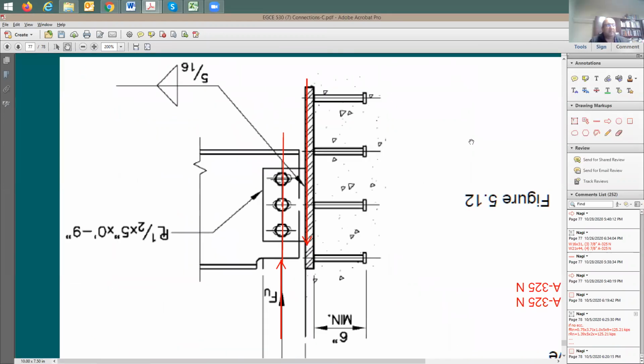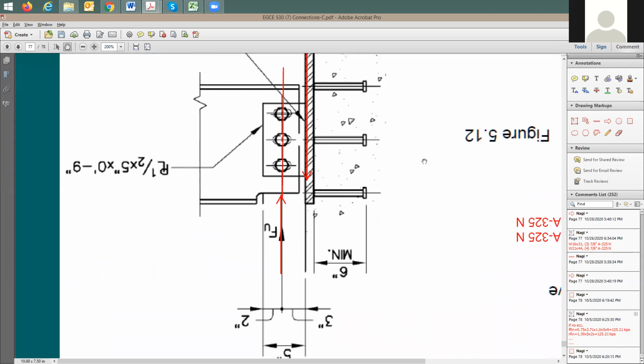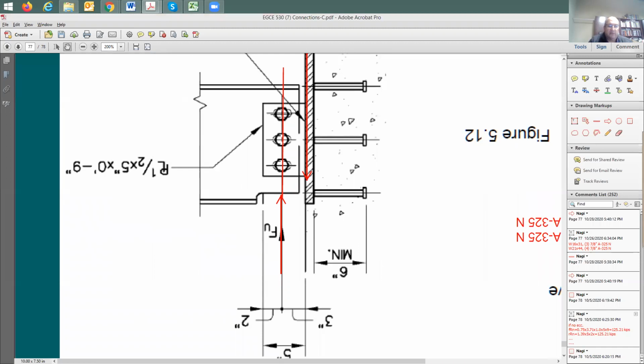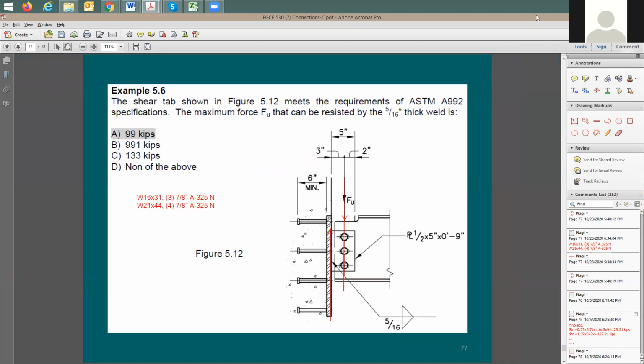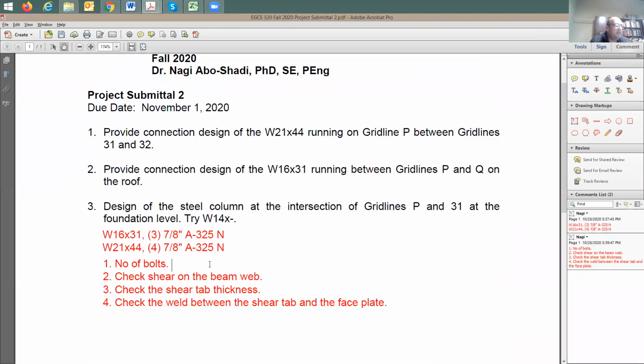Where's the force coming from? Let's say coming from here. It transfers to the bolt. Is there any eccentricity? Yes, sir. There is, 3 inches. So actually you have eccentricity in both the weld and the bolt. So we have eccentricity in both of them. All right. So I'm going to say here, number of bolts. Consider the eccentricity.